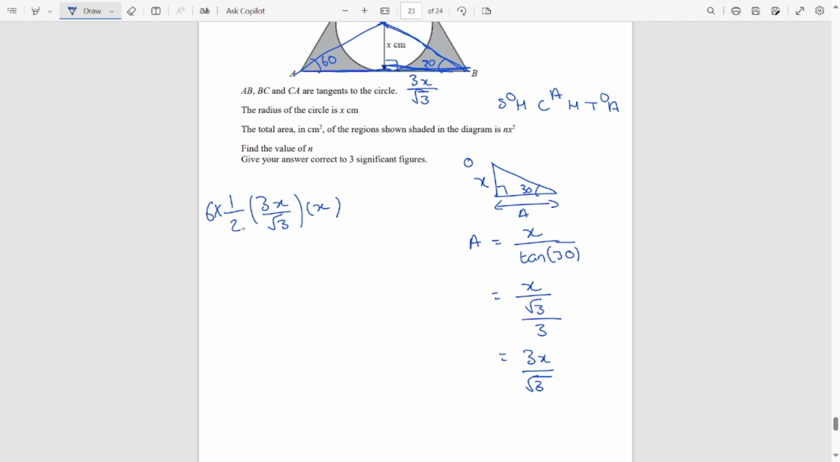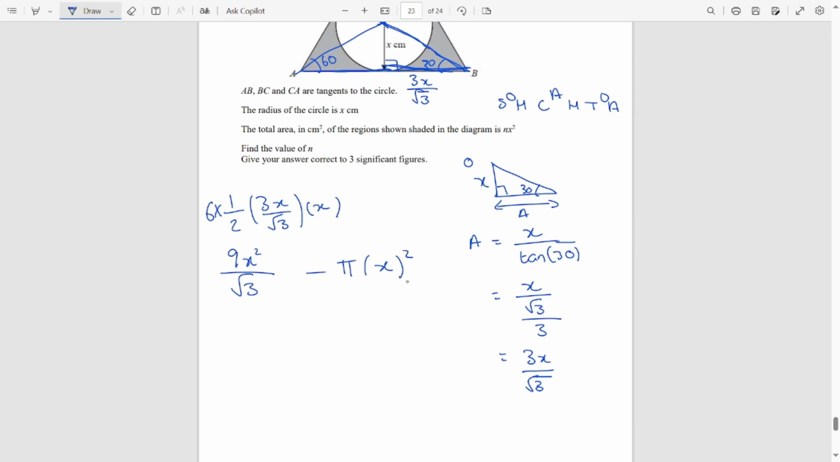And so what you end up with here is 6 divided by 2, which is 3, times 3, which is 9. So we have 9x times x, which is x squared, all over root 3. So this is now the area of the large triangle. Area of the circle is pi r squared. So we're going to take the big triangle and subtract the circle, pi, and then x is the radius, squared. And now we are very close to solving our problem.